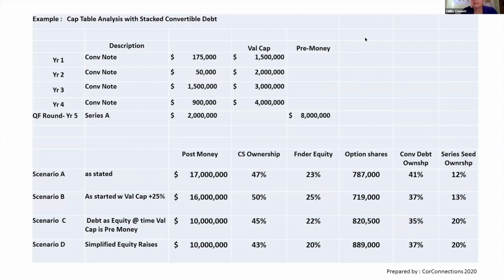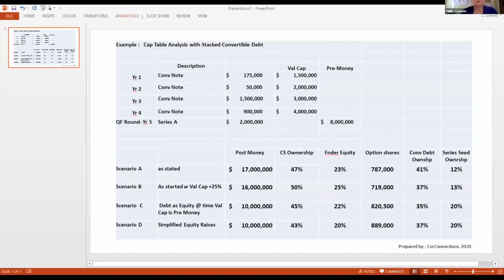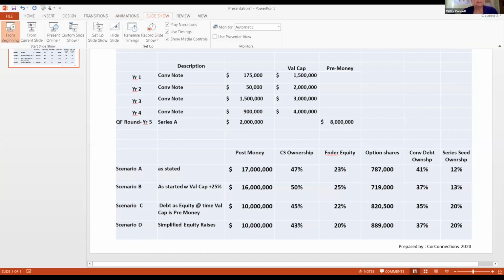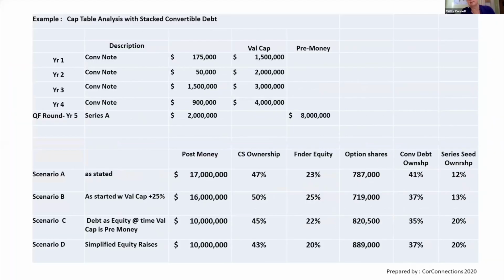One of the things that I was seeing, certainly pre-COVID, was more and more people sometimes doing stacked convertible notes. So I wanted to do an analysis. This is a summary table of the analysis because I wanted to show the effect. And it's a sanitized version of a real case, just so you know.